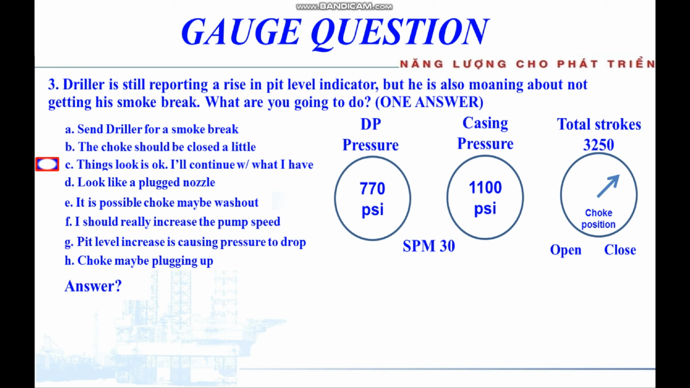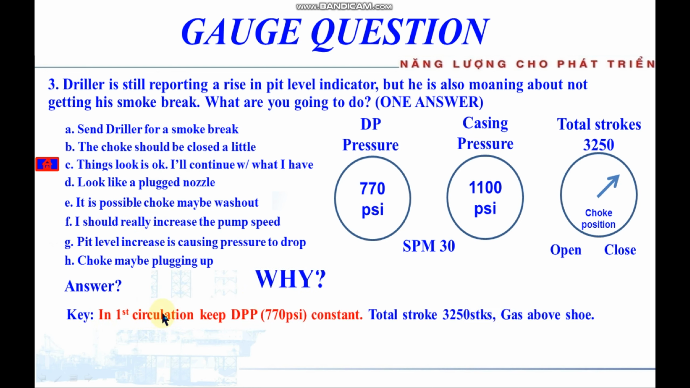Answer. Which one is the answer? C. Things look okay. Continue with what I am doing. Why? Key: still in the first circulation, keep drill pipe pressure constant. Total strokes now 3250. The gas has been pumped out soon.